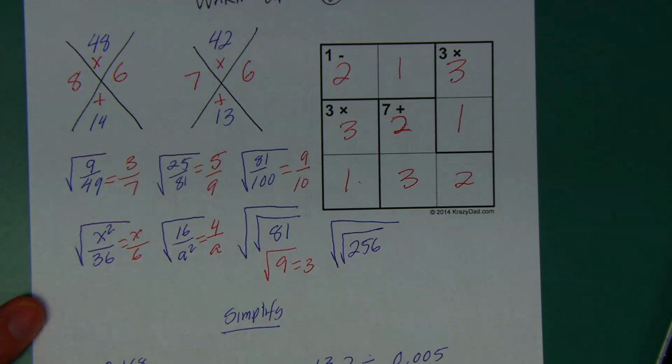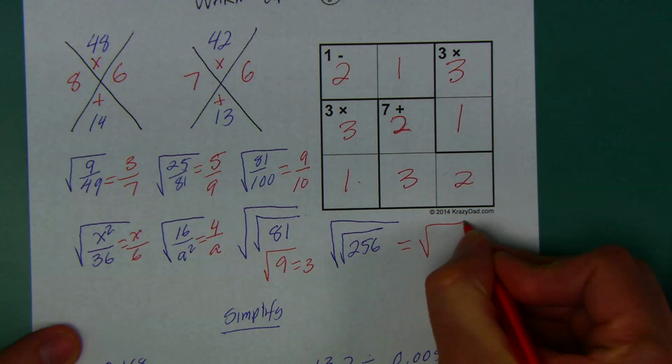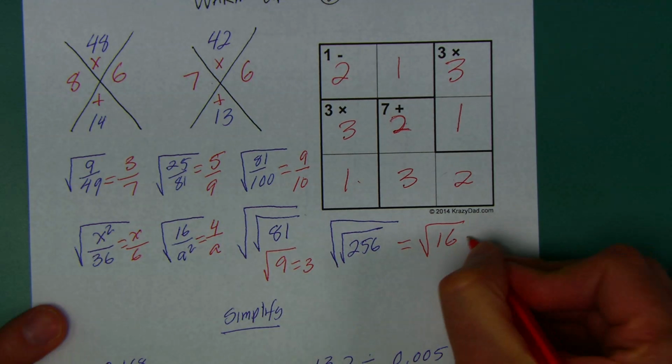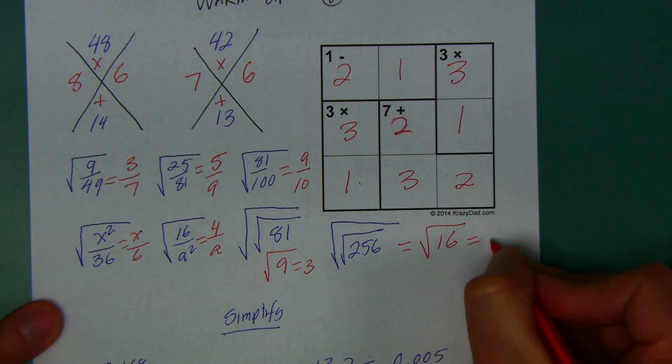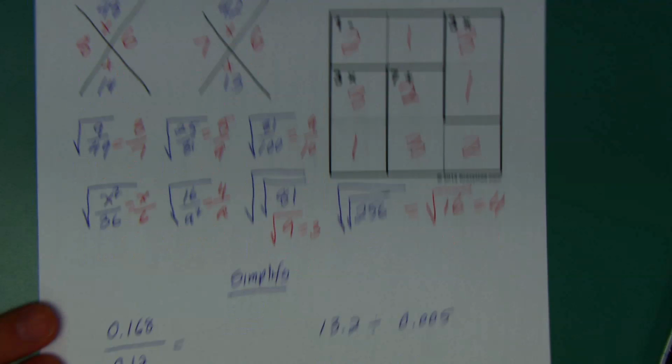Same idea for the square root of the square root of 256. The square root of 256 is 16. And what's the square root of 16? It's not 8. We went through this. All right. Hope you did well on those.